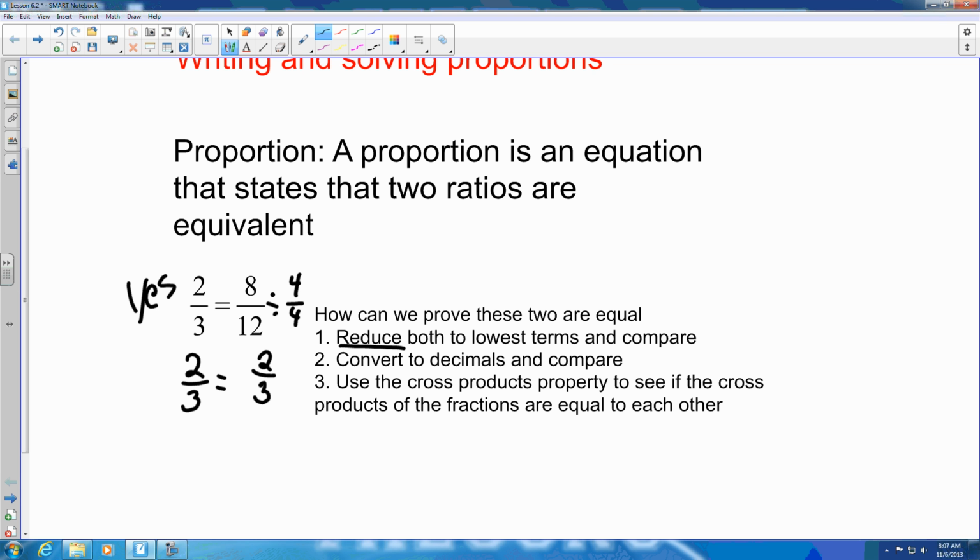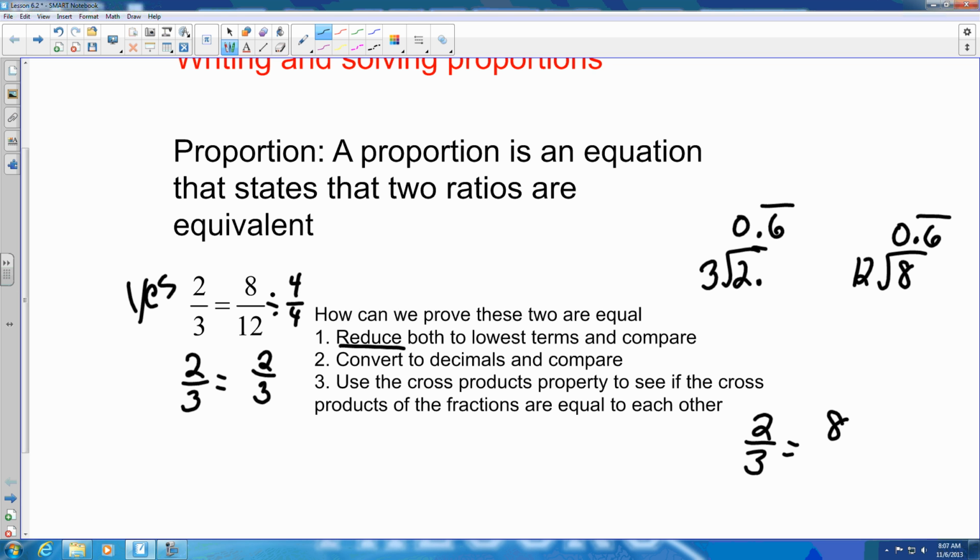If I converted them to decimals, if I go by using long division here, I know that 2/3 is 0.6 repeating, and if you were to type this in on your calculator, 8 divided by 12 is also 0.6 repeating. The last one is using the cross products to see if the products of the fractions are in fact equal. So if I go 2/3 and see if it's equal to 8/12.